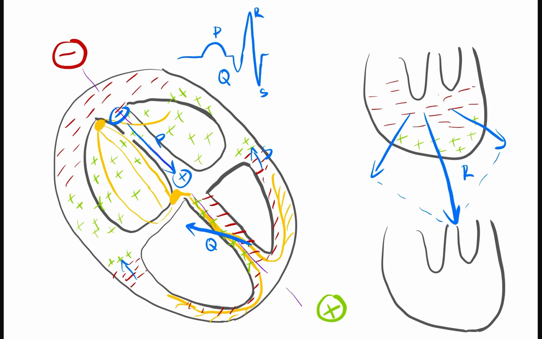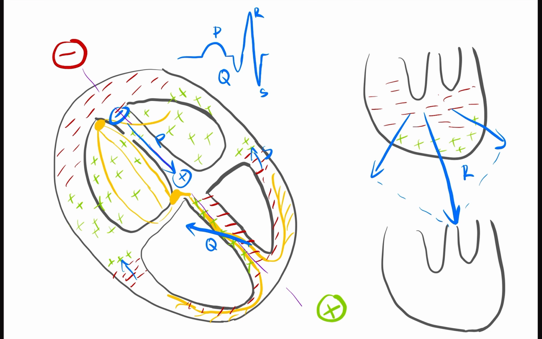And as you can see, the arrow goes from plus to minus, because inside the heart, what I marked goes from minus to plus again, but on the main axis you can see it goes from plus to minus. That's why the S wave is going to be going down.